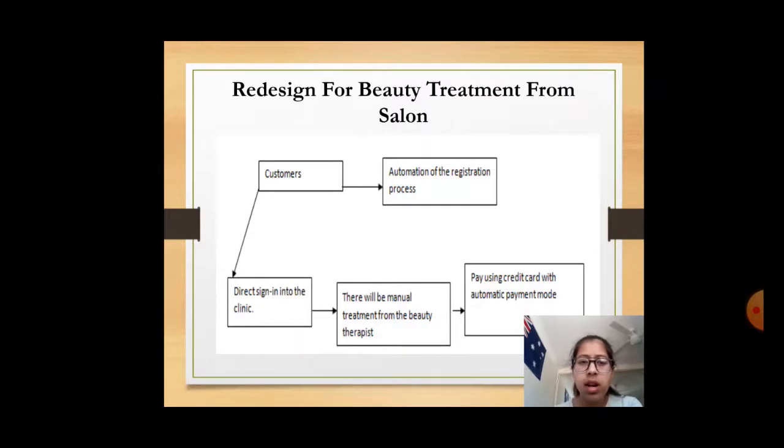In this slide, I'm going to represent the redesign for beauty treatment from the salon. A large amount of time is required for new customers in the registration process. Automation of the registration process will save a great deal of time for the customer and the salon. The customer coming to the salon will only show the profile for the matching process and enter the salon straight away.